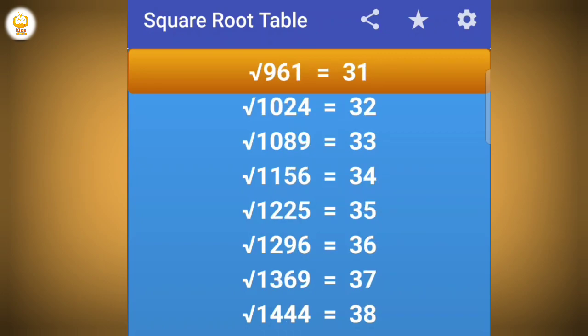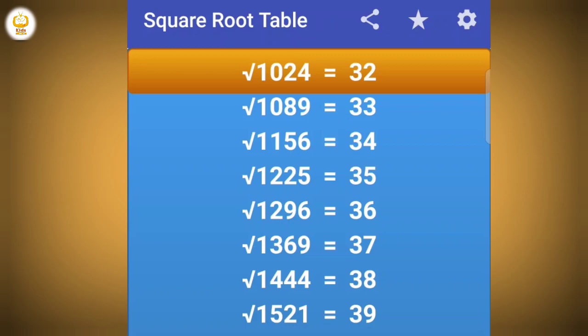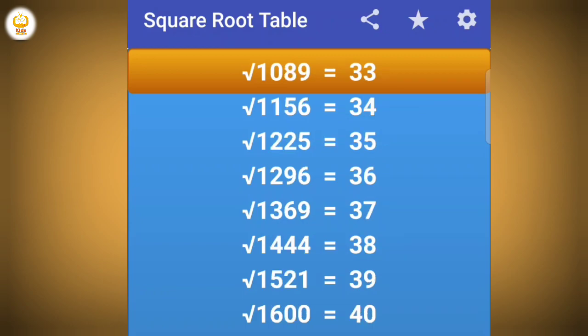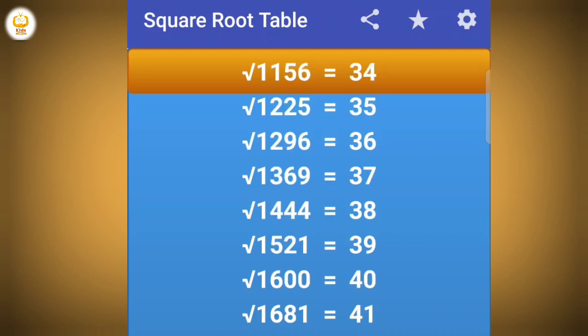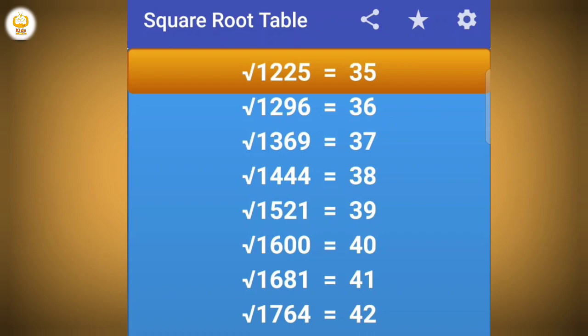Square root of 961 za 31. Square root of 1024 za 32. Square root of 1089 za 33. Square root of 1156 za 34. Square root of 1225 za 35.